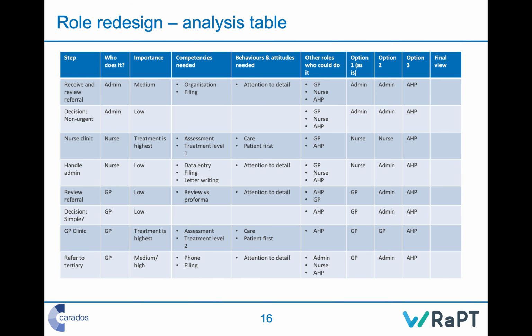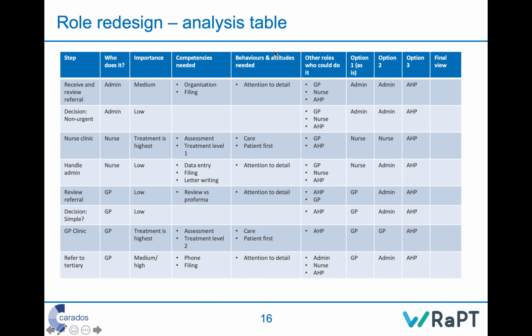And here are a few ways that we can look at things. First of all, we can put them in an analysis table, and as we go through, we'll need to keep filling this in. So we've received and reviewed the referral, we've got a decision, non-urgent, nurse handles admin, review referral, decision simple, it's a decision point, GP clinic, and refer to tertiary. So we've got the steps, including the decision points. We've got who does it at the moment. We've got the importance of it. We've got the competencies that are needed, and the behaviours and attitudes that are needed.